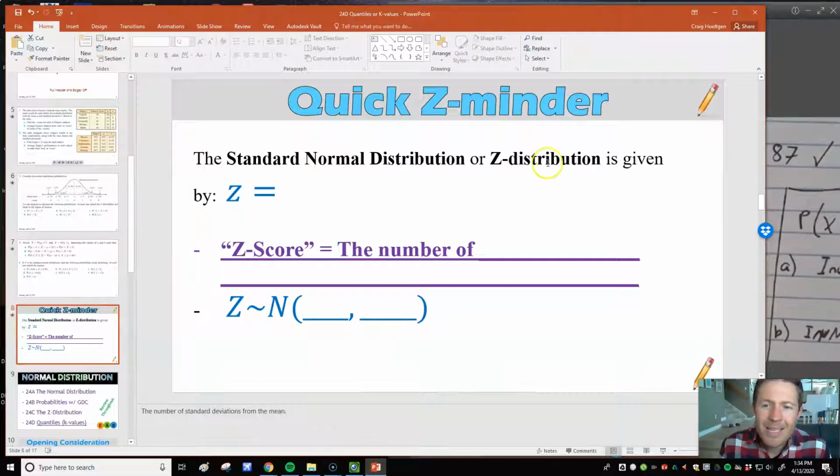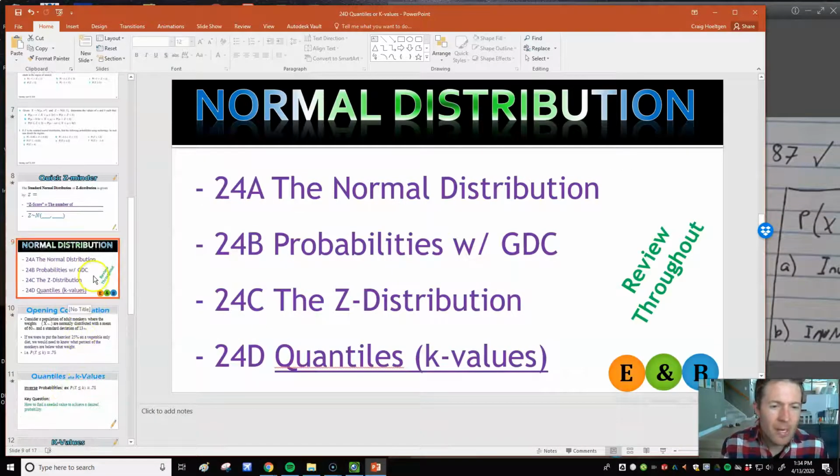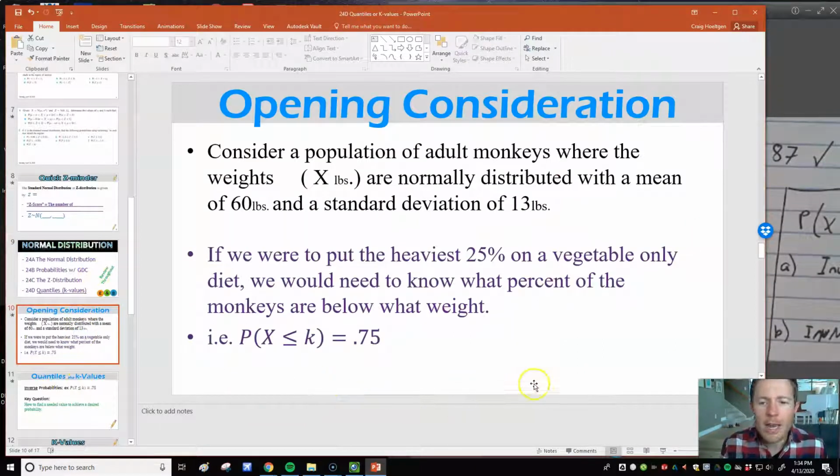Okay, so first off, the z distribution, your z equation, you just used it, so it's probably in your head, but I'm hoping you really remember it. That is x minus mu over sigma. So it's the number of standard deviations from the mean, and that's what this one is. The number of standard deviations from the mean. Z is distributed normally with a mean of 0 and a standard deviation of 1. I got ahead of myself there briefly. Okay, let's dive into quantiles. Here's kind of a context of this.